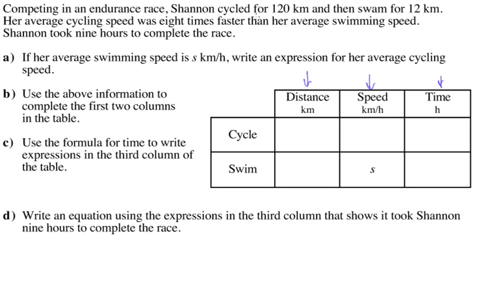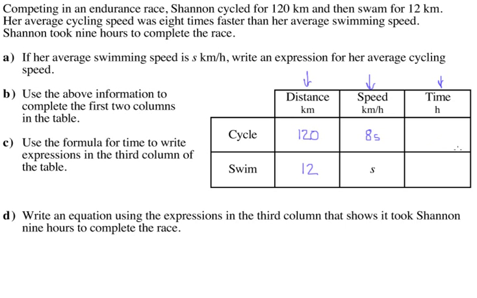They tell us that she biked 120 kilometers, so that's her cycling distance. She swam 12 kilometers, that's her swimming distance. They don't tell us how fast she swims, that's just unknown S. But then they say she bikes 8 times faster than that, so her biking speed is 8 times S.